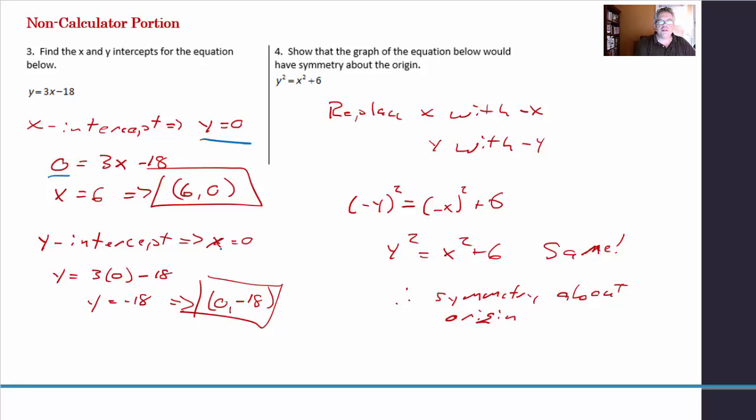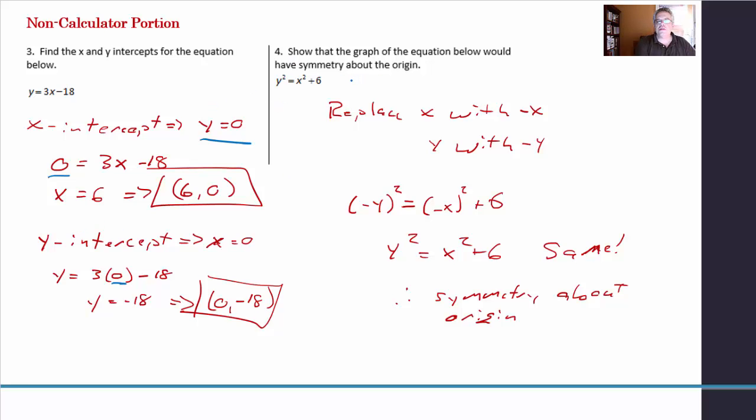All right, to find the y-intercept, we set x equal to 0. So I did that here. I put 0 into the equation for x, and we get y equals negative 18, so that's the y-intercept. Okay, it's a line. It can only cross at most once the x and y axis.